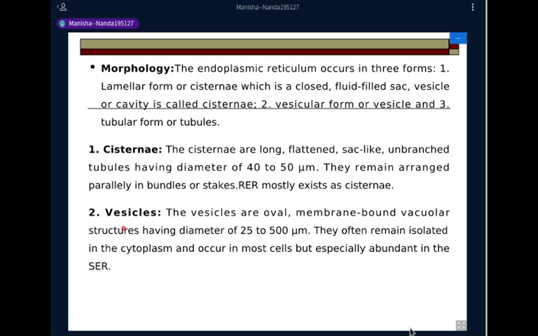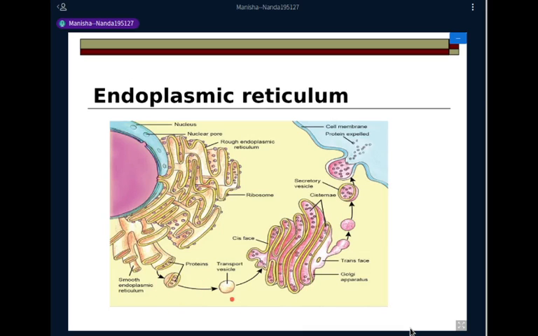Then it has the vesicles. The vesicles, as the name defines, are small oval membrane-bound vacuolar structures with a diameter ranging from 25 to 500 micrometer, depending upon the size of the vesicle and the cargo it is carrying. And they often remain isolated in the cytoplasm and occur in most cells, but they are especially abundant in the smooth endoplasmic reticulum part. Okay, here you can see the vesicles, and this one is one of the transport vesicles. You can see it is a part of this endoplasmic reticulum structure only. It arises from the endoplasmic reticulum only.